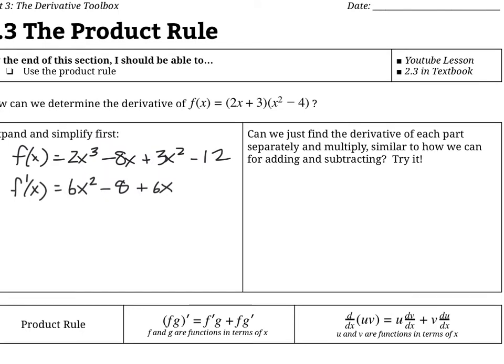Now notice how really this function is just 2x plus 3 times x squared minus 4. My question for you is, could we take the derivative of this and the derivative of this and just multiply those together in order to get the derivative of the whole thing instead of expanding and simplifying? Is that another option? Because we can sort of do that when we're adding functions together, right? We can just take the derivative of each one individually. Can we do the same thing for multiplying? Well, let's try it.